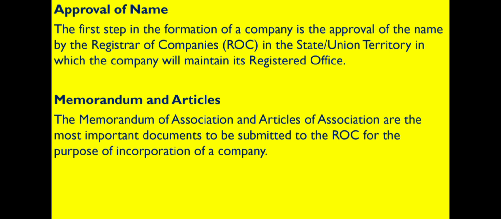Now let's talk about next point, which is memorandum and articles. The MOA and AOA are the most important documents to be submitted to the ROC for the purpose of incorporation of a company. The Memorandum of Association is a document that sets out the constitution of the company. It contains, amongst others, the objectives and the scope of activity of the company, besides also defining the relationship of the company with the outside world.